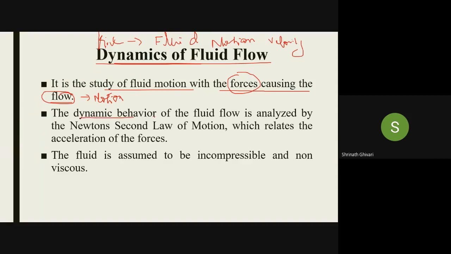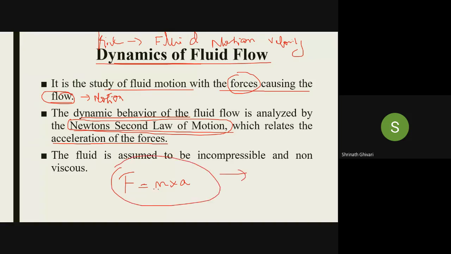Now, the dynamic behavior of the fluid flow is analyzed by Newton's second law of motion, which relates acceleration to the forces. Whatever we are going to study now depends completely on Newton's second law of motion. Can anyone tell me what Newton's second law of motion is? Sir, force is equal to mass into acceleration. Very good. Force is equal to mass into acceleration is Newton's second law of motion. That is, F equals m into a.